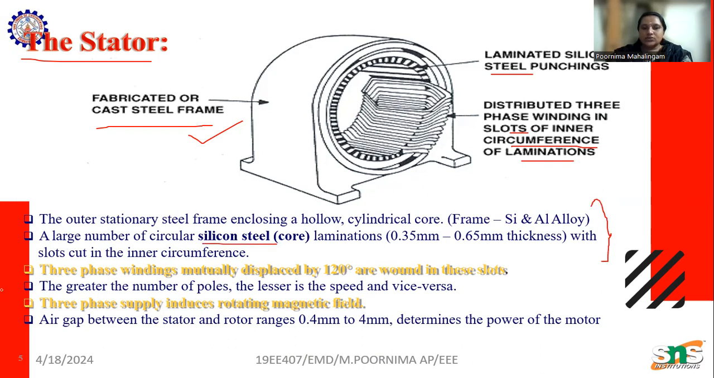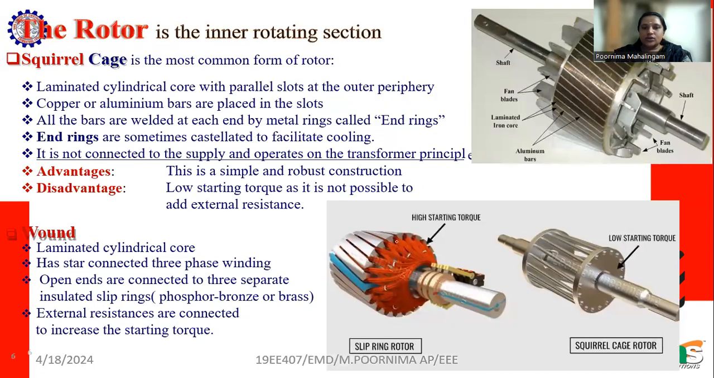It is constructed with silicon steel and three-phase winding, with a 120-degree phase shift between phases, and the three-phase supply produces a rotating magnetic field. The air gap between the stator and rotor is 0.4 millimeter to 4 millimeter and determines the power of the motor. This comes under the stator and rotor. Now we can see the rotor.